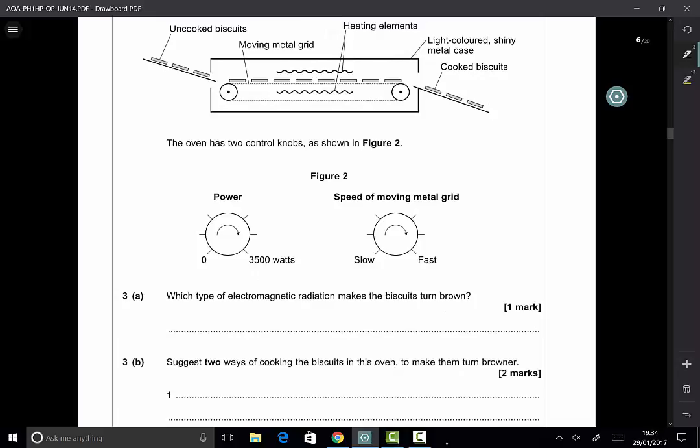So first of all is a knowledge question. Which type of electromagnetic radiation makes the biscuits turn brown? So I go back to my 7 parts of the electromagnetic spectrum: radio waves, microwaves, infrared, visible light, ultraviolet, X-rays and gamma rays. Which one is associated with heating things? It's infrared.